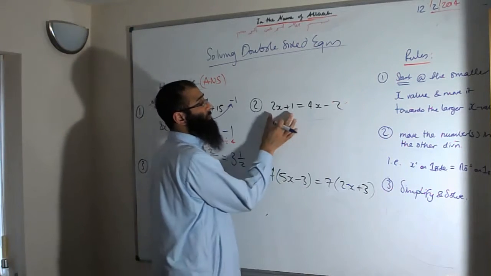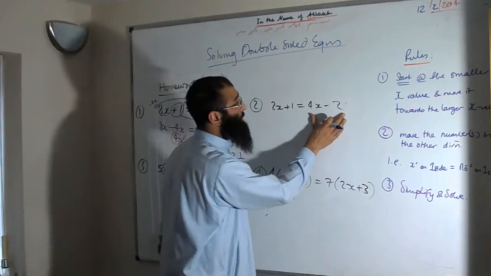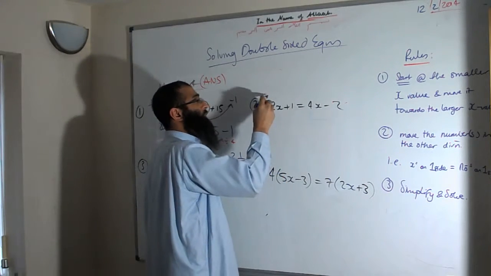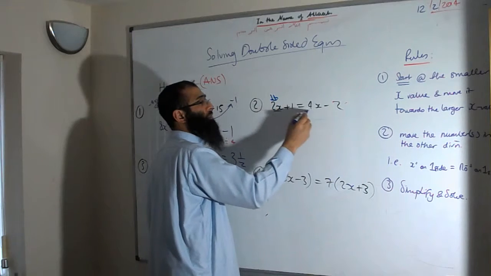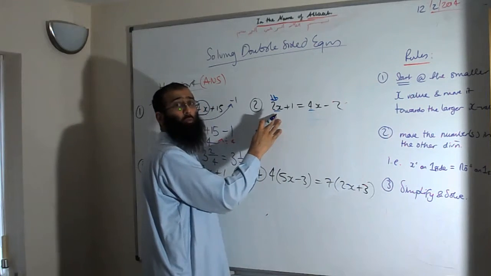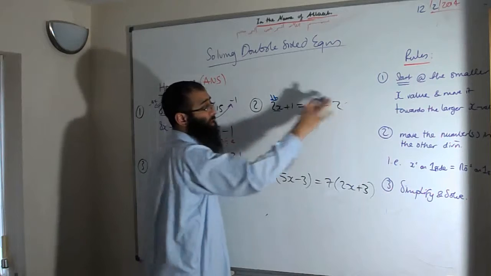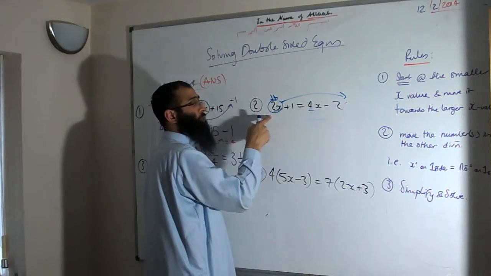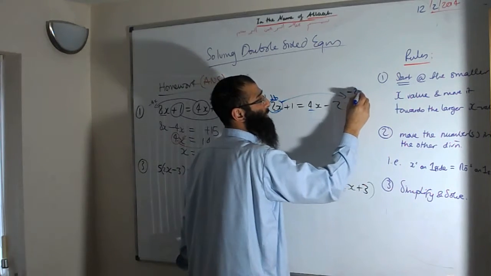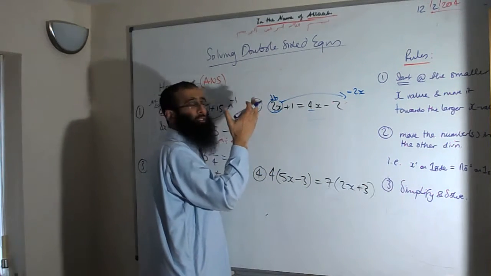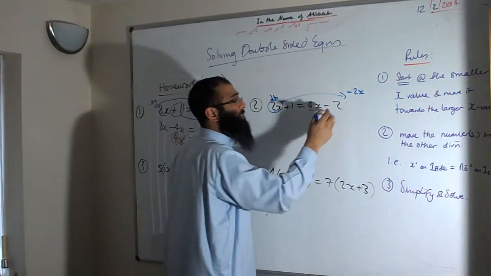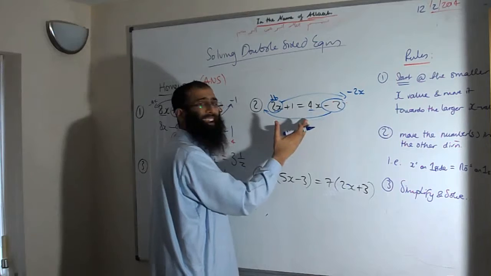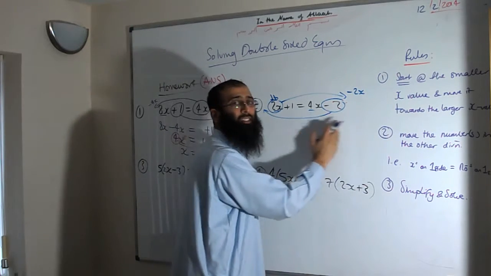Another linear equation. 2x plus 1 equals 4x minus 2. The rule says start at the smaller x value, so which is that one? 2x is the smaller one. Move the 2x towards the larger one here. So grab the 2x, throw it over the equal sign. It was a plus 2x, becomes a minus 2x. As you move the x from the left to the right, you have to move the number from the right back towards the left. So you're congregating the numbers on one side and the x's on another side.